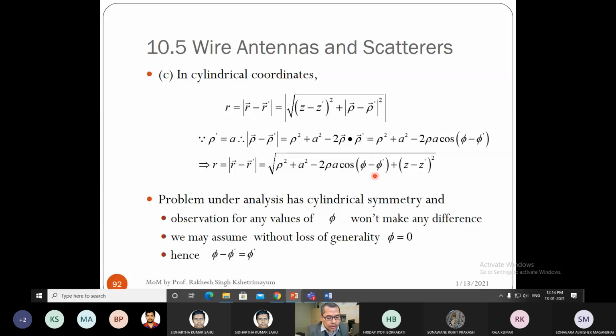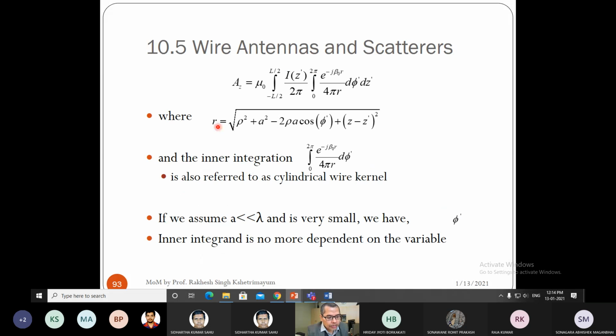Here I am making an observation. I can make the observation for any value of phi. So without loss of generality, I can make the observation at phi equal to 0. It is not going to make any change in the expression. In that case, phi will become 0, phi minus phi dash will become just phi dash, and this expression will be simplified like this.